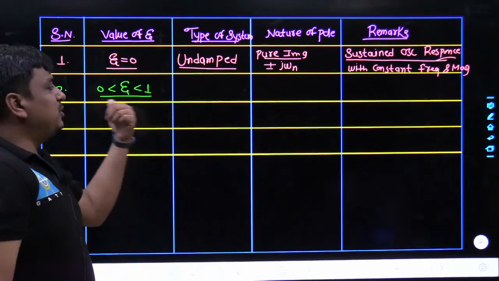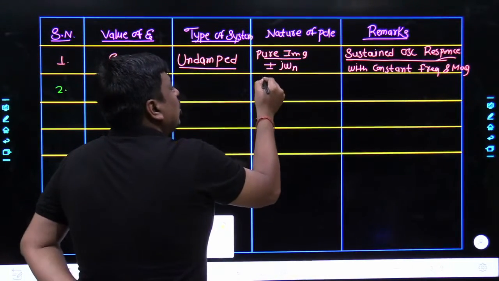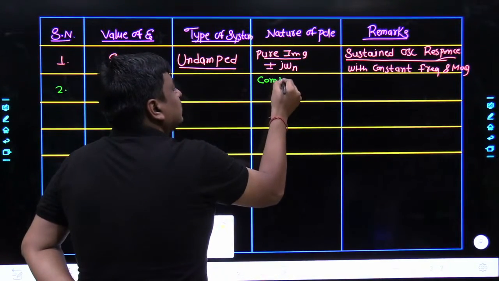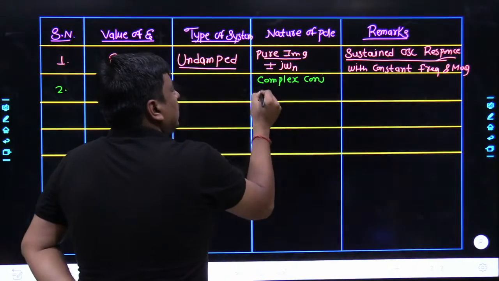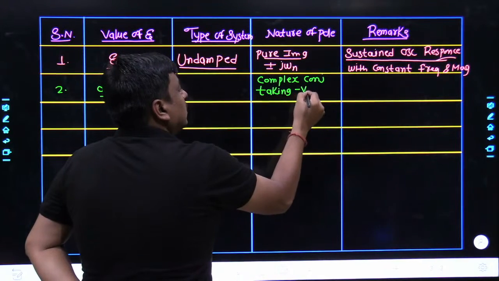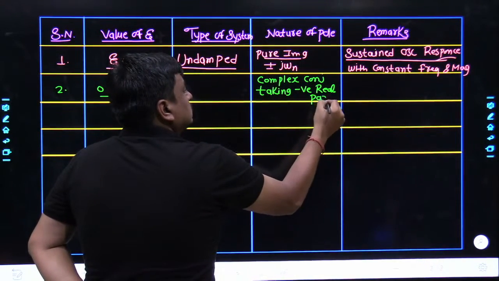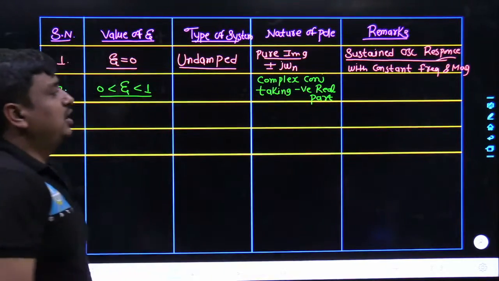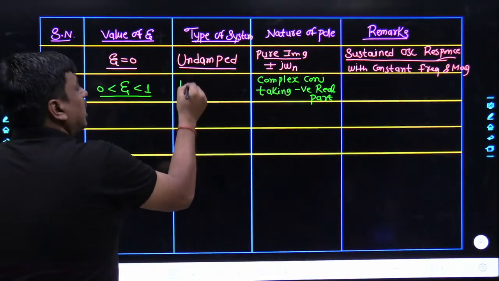So you can see very well, when the zeta is in between 0 to 1, the nature of the poles is going to be complex conjugate, having negative real part. Yes. Which type of system is it categorized as? It is nothing but an under-damped system.